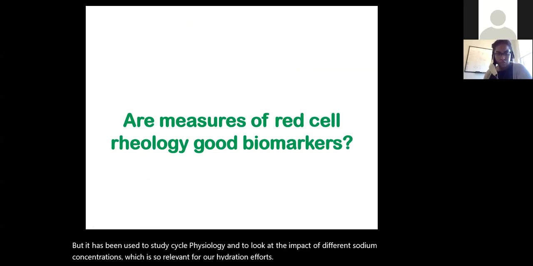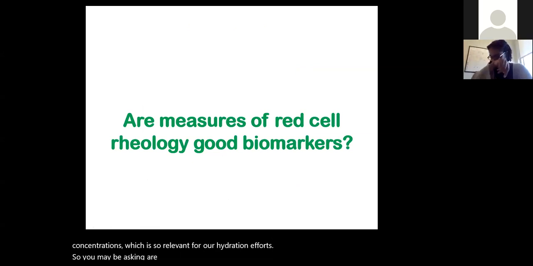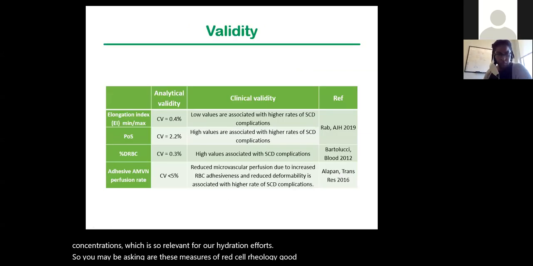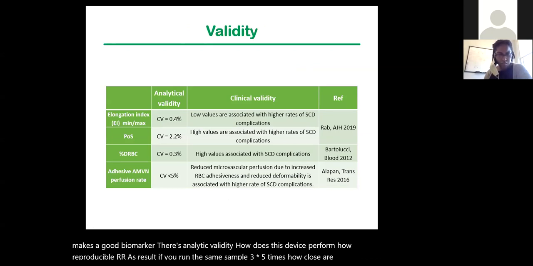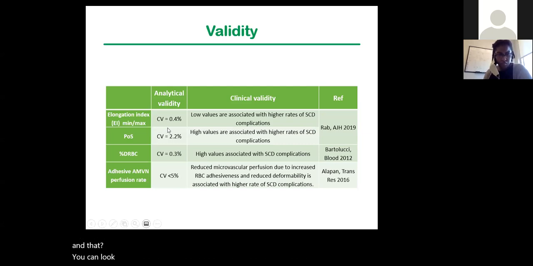So you may be asking, are these measures of red cell rheology good biomarkers? And what makes a good biomarker? Well, there's analytic validity. How well does this device perform? How reproducible are its results? If you run the same sample 3 times, 5 times, how close are those values? And that you can look at the coefficient of variability for that.